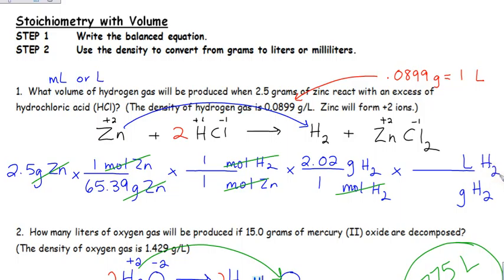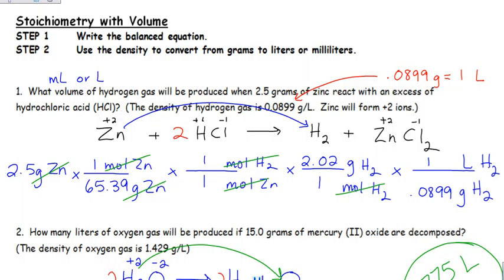Now here's what people are always a little confused on. That 0.0899 is the mass of 1 liter. So the 1 goes on top and the 0.0899 goes on bottom. We're going to end up dividing by the mass. And sometimes density could be grams per milliliters, and then my final answer would be milliliters. This one we have liters.